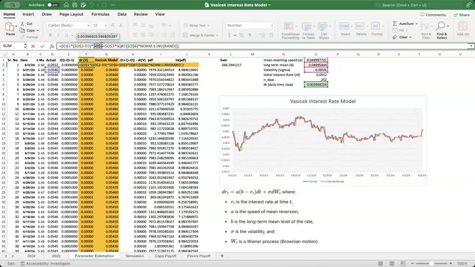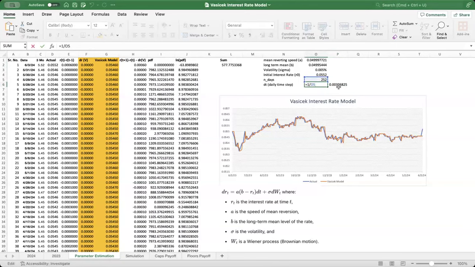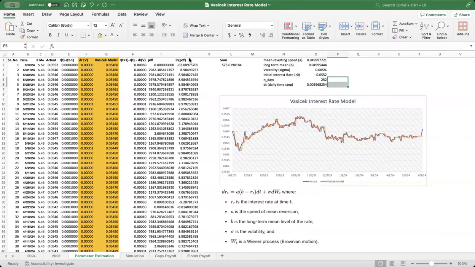dt is nothing but your change in time. Because we are trying to predict the interest rates every day, 1 divided by 252 is the change in time. So dt will remain constant, which is 1 divided by the total number of days that we have. dt is 0.00396, and it will always remain constant, because we have 252 days and we are trying to model every day.